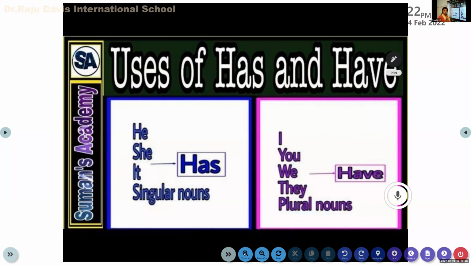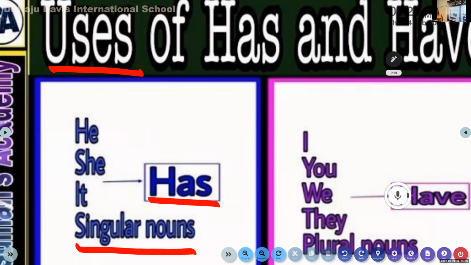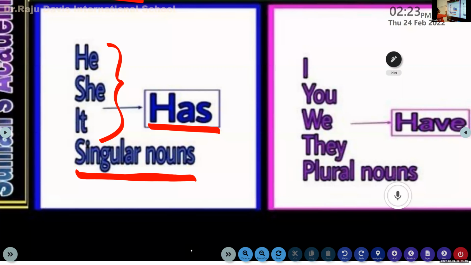Has and have are used to show position or to say what someone owns. Okay, so let's move on to the usage of it. The uses of has and have. Has is used with singular nouns, and also it is used with he, she, it.